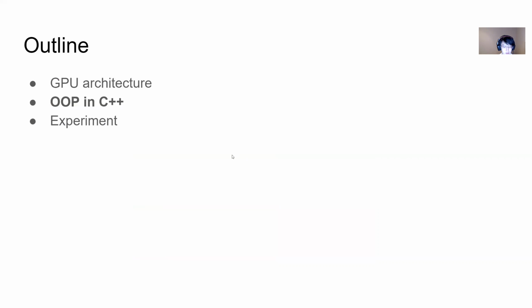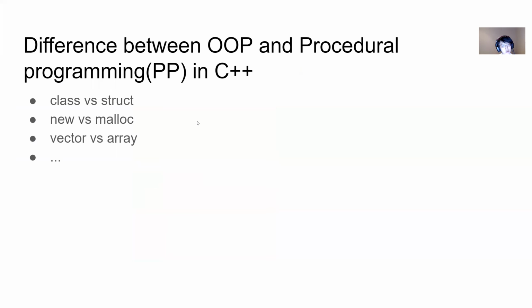And the second one is object-oriented programming in C++. There are many differences between object-oriented programming and procedural programming. First is the class versus the structure, the new versus malloc, and the vector versus array. The first one, class versus structure, is the same in memory, which means we store the data in almost the same way in memory.